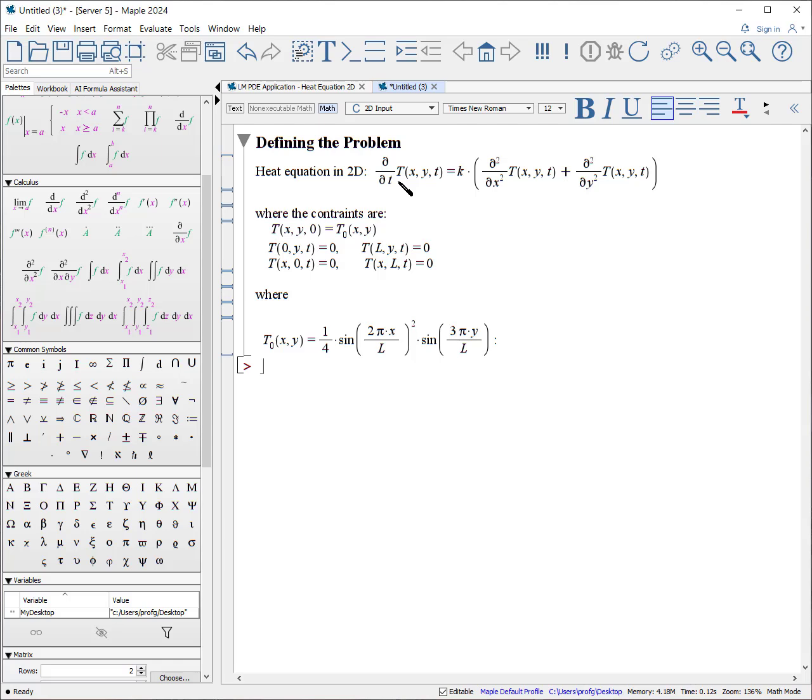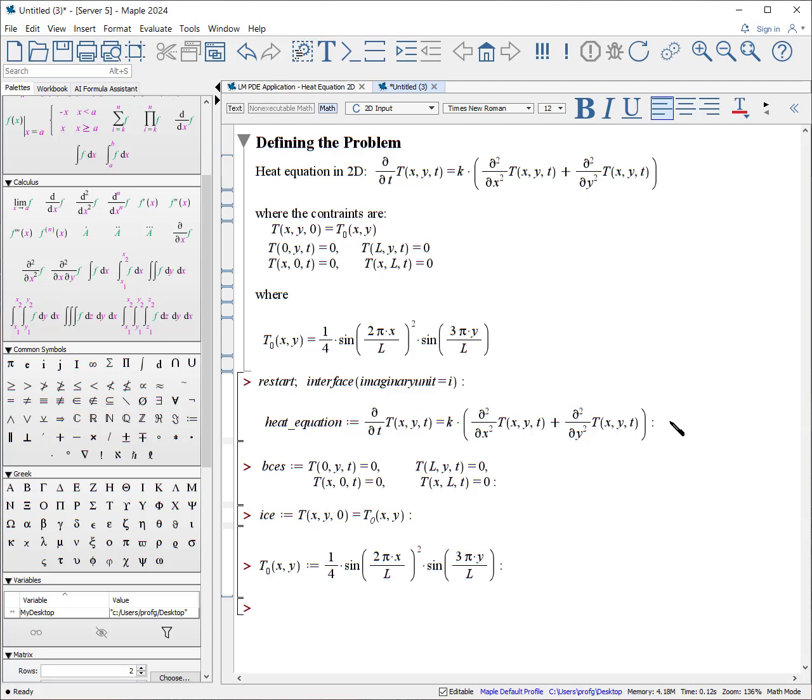T is our function, and is a function of position x, y, and time, little t. The derivative of big T with respect to time is proportional to essentially the Laplacian. For this particular example, we're going to have the constraints of an initial condition for the temperature in this region, and that at the edges the temperature will not vary from whatever the edges are. Here is what the initial state of the system is.